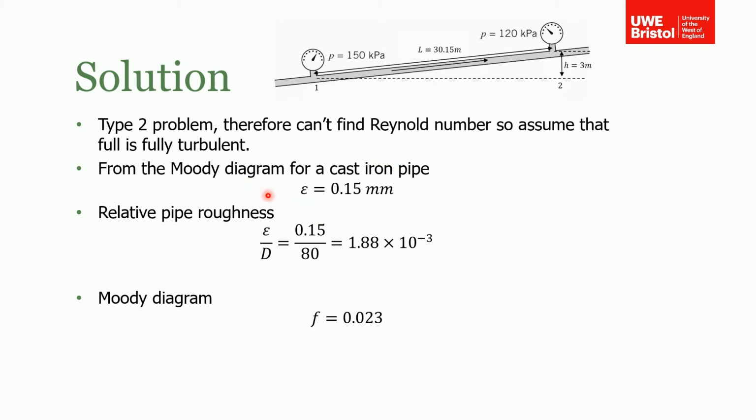So from the Moody diagram, from the question, we were told that it was a cast iron pipe. Therefore, we read off from the Moody diagram that the roughness is 0.15 millimeters, and that allows us to calculate the relative pipe roughness, because we were told that the diameter of the pipe was 8 centimeters or 80 millimeters. So that gives us relative pipe roughness. Now, I haven't gone through the step of reading it off the graph. I'm assuming you can do that by now. If you're not sure how to do that, look back at one of the other examples or the lecture. But you should get a friction factor of 0.023.